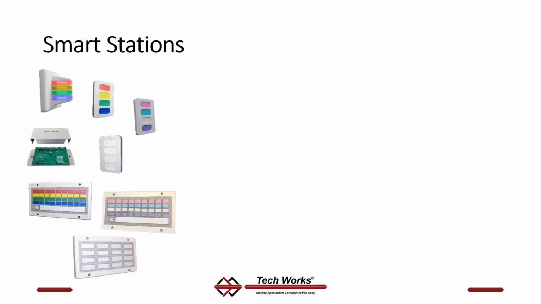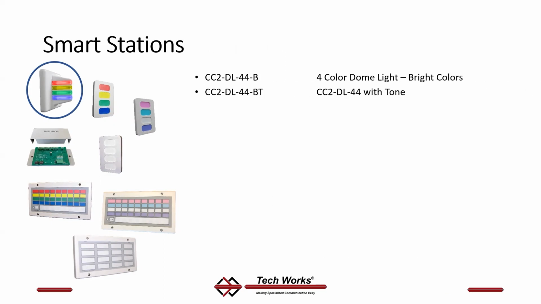So let's talk about the smart stations. What's available? You have a CC2-DL44B, which is a 4-color dome light in bright colors. You have a CC2-DL44BT, looks the same hardware, no difference, but the T on the end means it has a tone. We also use this same exact hardware, but we run different firmware on it to create the CC2-ZL or zone light 4-color with tone.